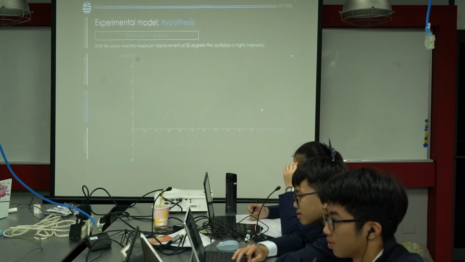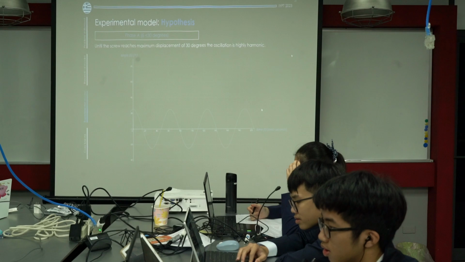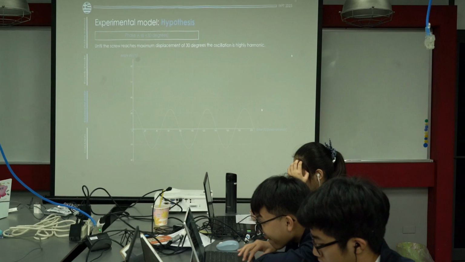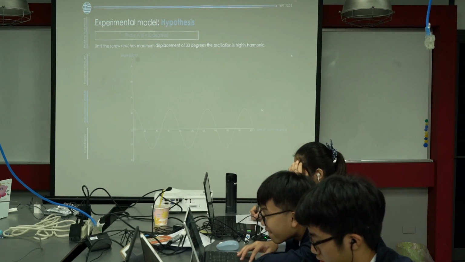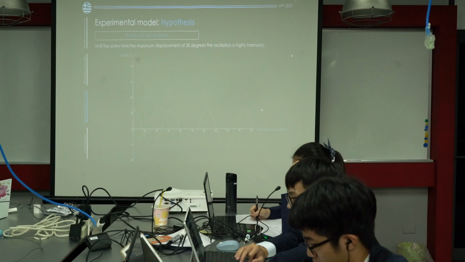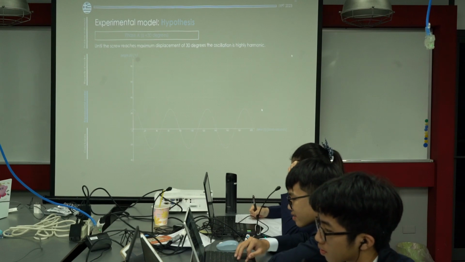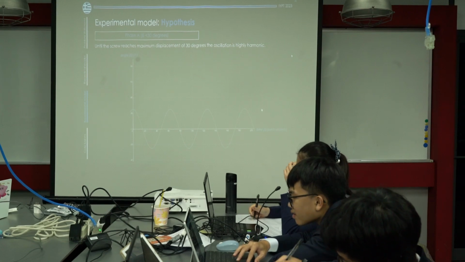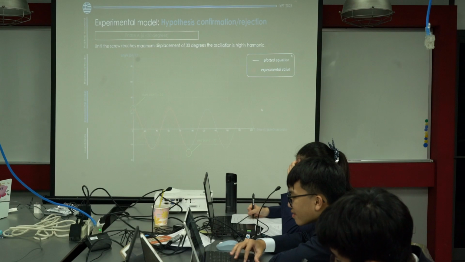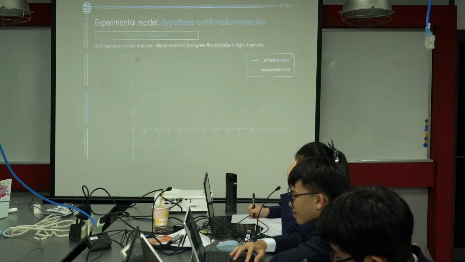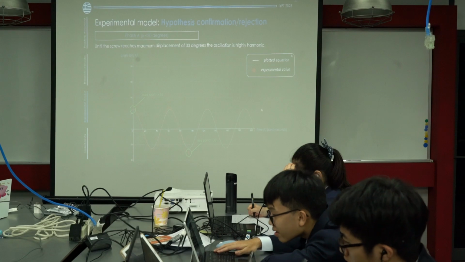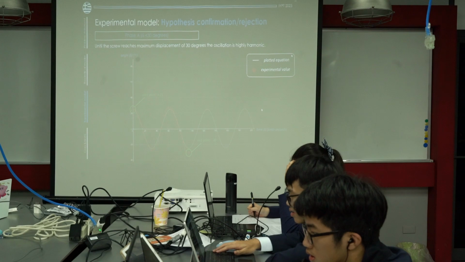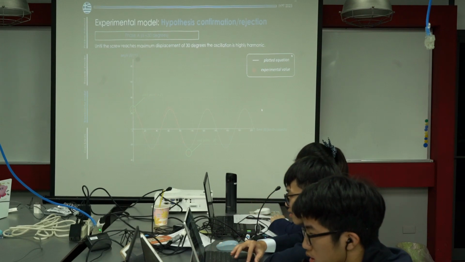Now, let's go on to our hypothesis. As we previously said, we divided the motion into two phases. Phase A consists of an angle of displacement that is lower than 30 degrees. Our first hypothesis is the following: until the screw reaches its maximum displacement of 30 degrees, the oscillation is highly harmonic. As you can see here, our hypothesis was indeed confirmed. We started from 25 degrees, and as we reach the endpoint of 30 degrees, you can see that the oscillation is actually highly harmonic.